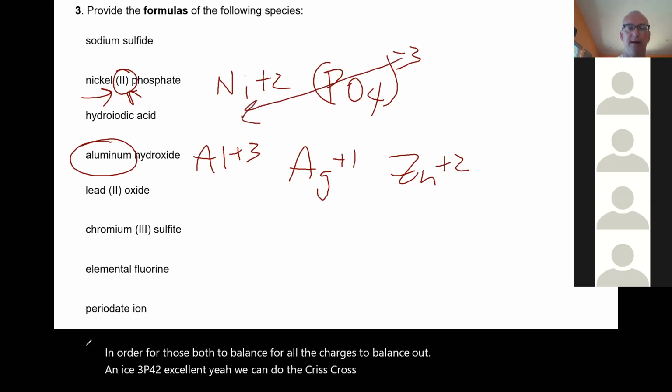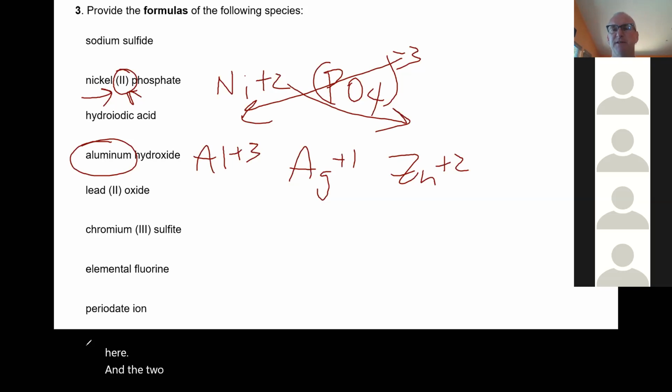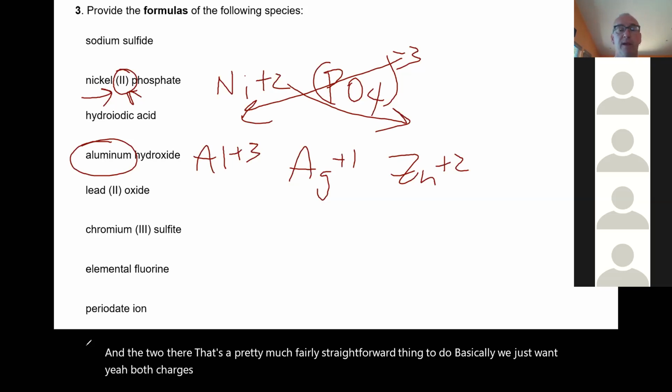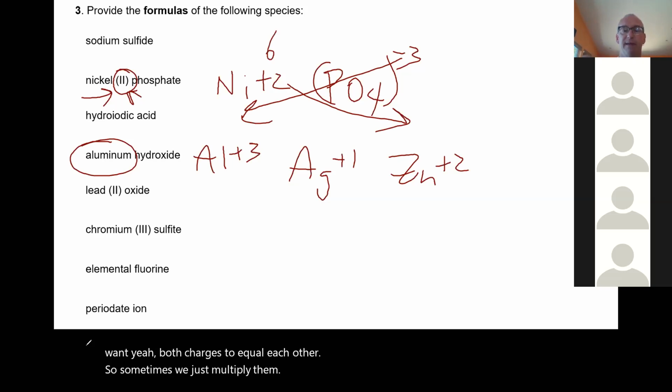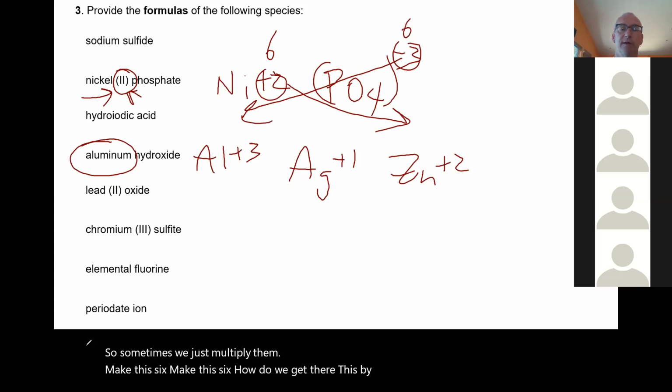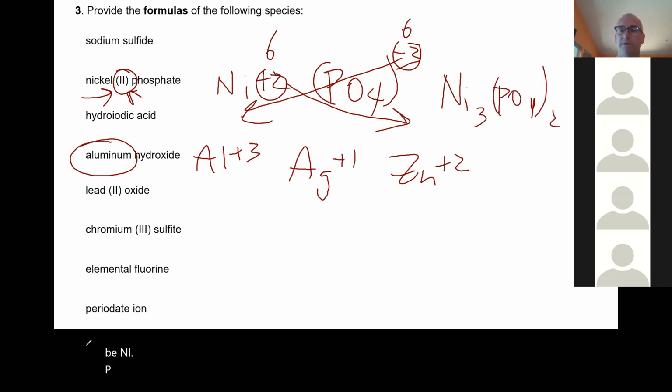Yeah, we can do the crisscross applesauce method. We just put the 3 here and the 2 there. That's a fairly straightforward thing to do. Basically, we just want both charges to equal each other. So sometimes we just multiply them. Make this 6, make this 6. How did we get there? This by 3, that by 2. So our final would be Ni3(PO4)2. There you go.